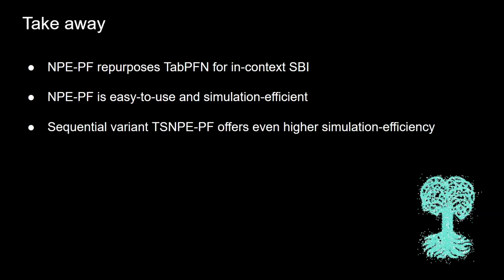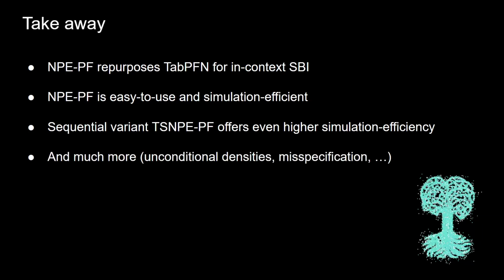As Manuel just explained, the sequential variant TSNPE-PF offers even higher simulation efficiency, especially on some quite challenging real-world tasks. There's a lot of other stuff in the paper if you want to check it out. For example, we do unconditional density estimation. You can estimate the palm tree Tübingen density with TabPFN without training, which I think is quite nice. You can nicely get the structure.